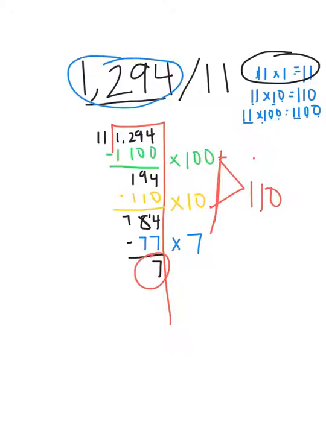And then we do the 7. So plus 7 more equals 117. And then don't forget your remainder. We have a remainder of 7. So our quotient is 117, remainder 7.